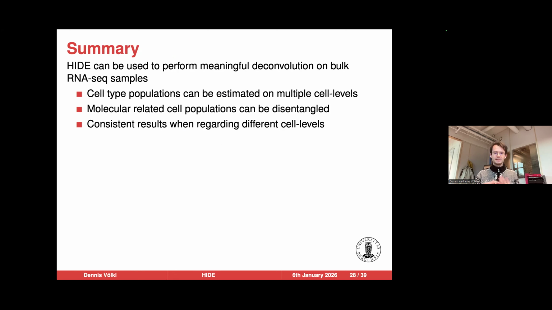So to summarize this talk, with the height model, we were able to predict cell type populations on multiple cell levels and are able to disentangle molecular related cell type populations. Furthermore, we maintained consistent results when regarding different cell type levels.